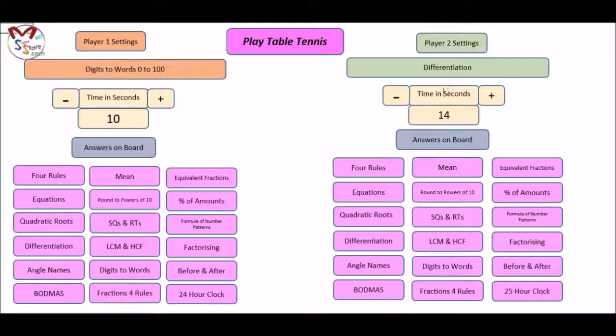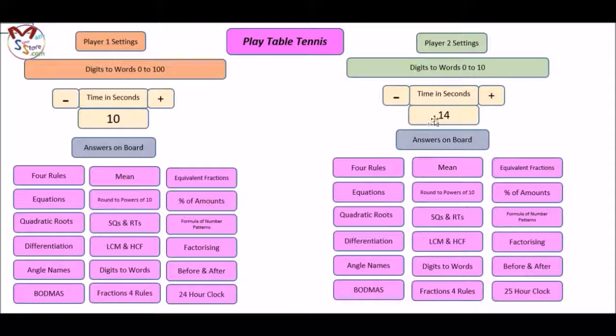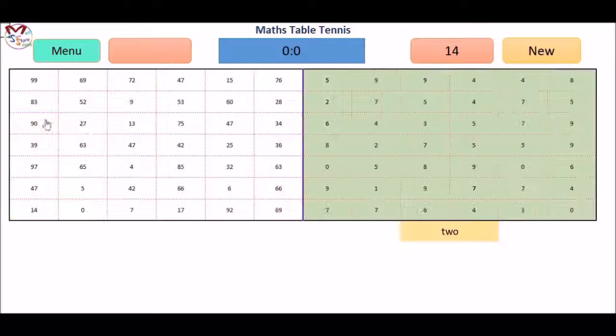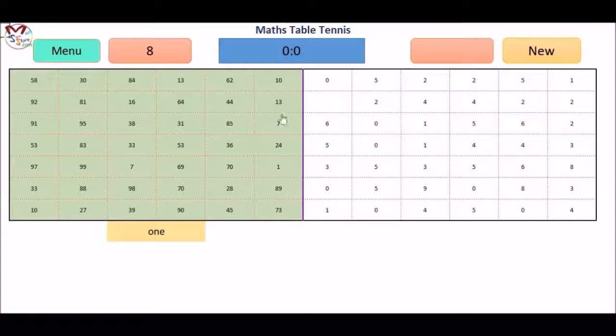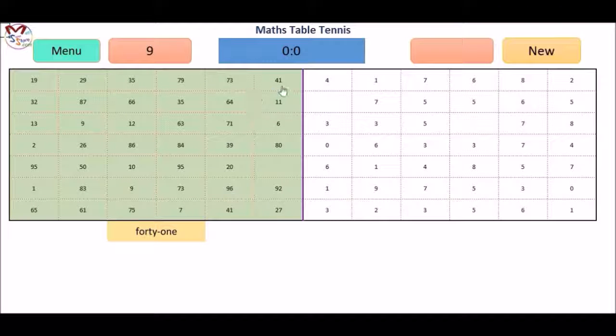And we've got digits to words. So we're both doing digits to words, but player 1 is doing more advanced digits to words. Got number 2, so now we have to find number 2 on the board. Where's number 2? These are easy for player 2. Oh, number 1. That was easy for player 1. We find number 6 and 41.